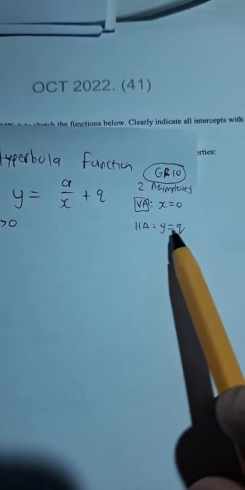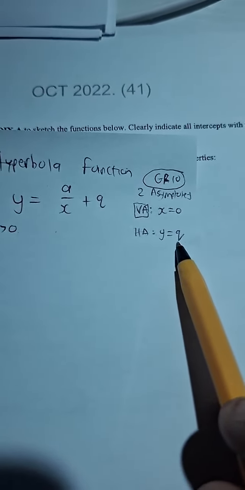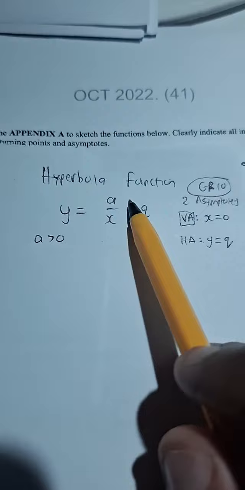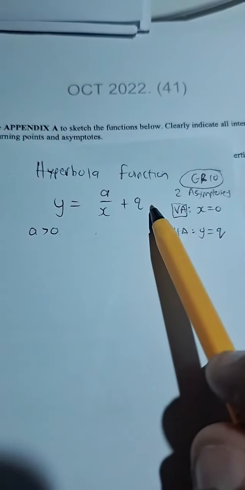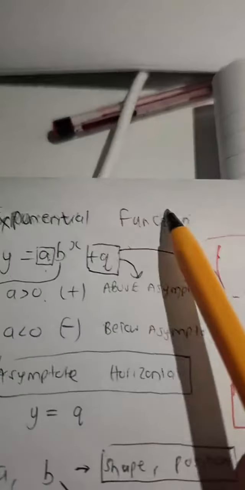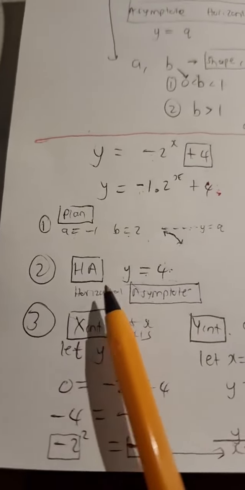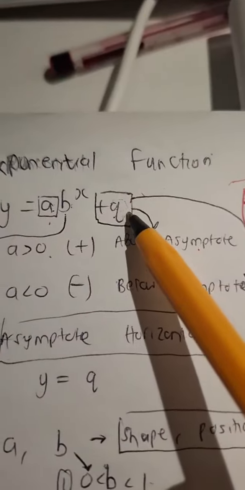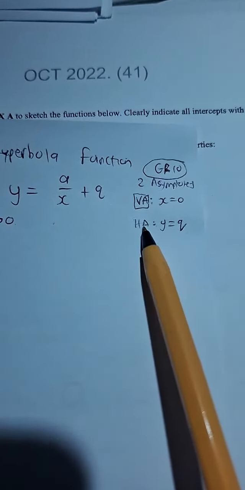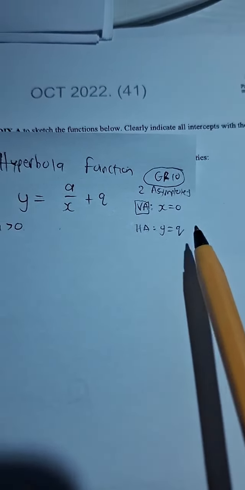Now remember, guys, you don't write y is equal to q. You will write y is equal to whatever that q value is. So there are things that are shared between your hyperbola and your exponential function, and that is where our horizontal asymptote is concerned. For an exponential function, the horizontal asymptote is y is equal to q. So it is true for a hyperbola function: the horizontal asymptote will be y is equal to whatever the q value is in grade 10.